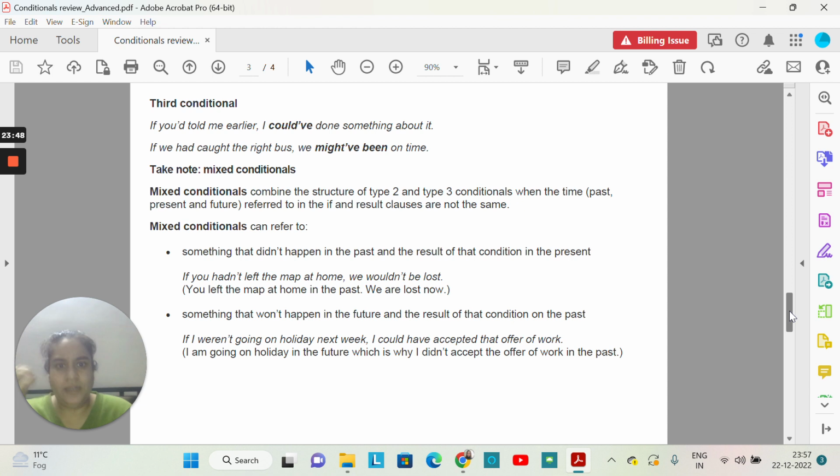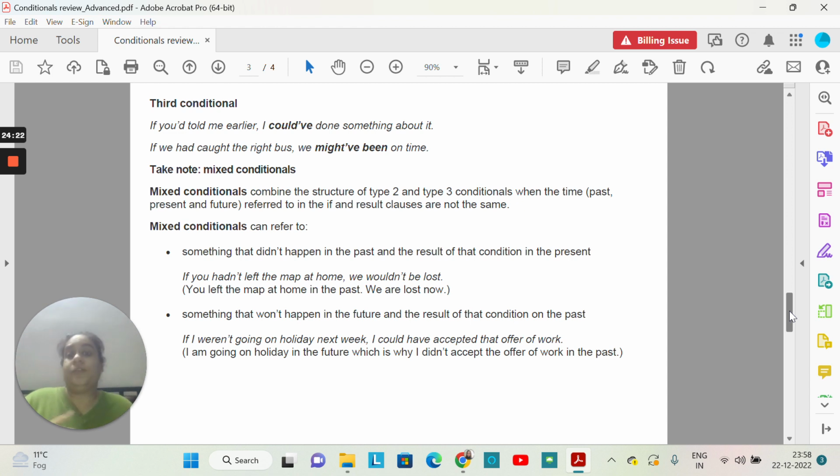Okay, for example, if you hadn't left the map at home, we would not be lost. That means you left the map at home in the past. That is why we are lost now. If you had not left, that means in the morning, 6 o'clock, 7 o'clock, whenever you left your house, you planned to take a trip, you forgot the map at home. End of the story. Now, after 5 hours, when you want to look at the map to search the route, you don't have the map. It's lost. So, if you had not left the map at home, we wouldn't be lost.